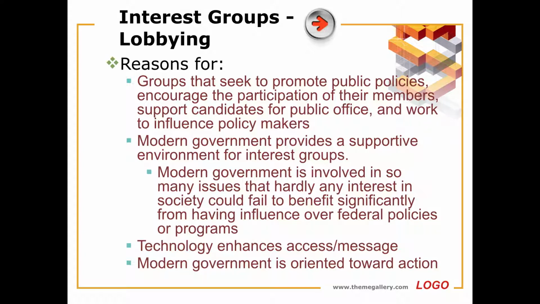Now, interest groups promote public policies, and they encourage the participation of their members. They support candidates for public office, and they work to influence policymakers. Modern government actually provides a supportive environment for interest groups. Now, of course, they're protected by the Constitution's First Amendment provisions.